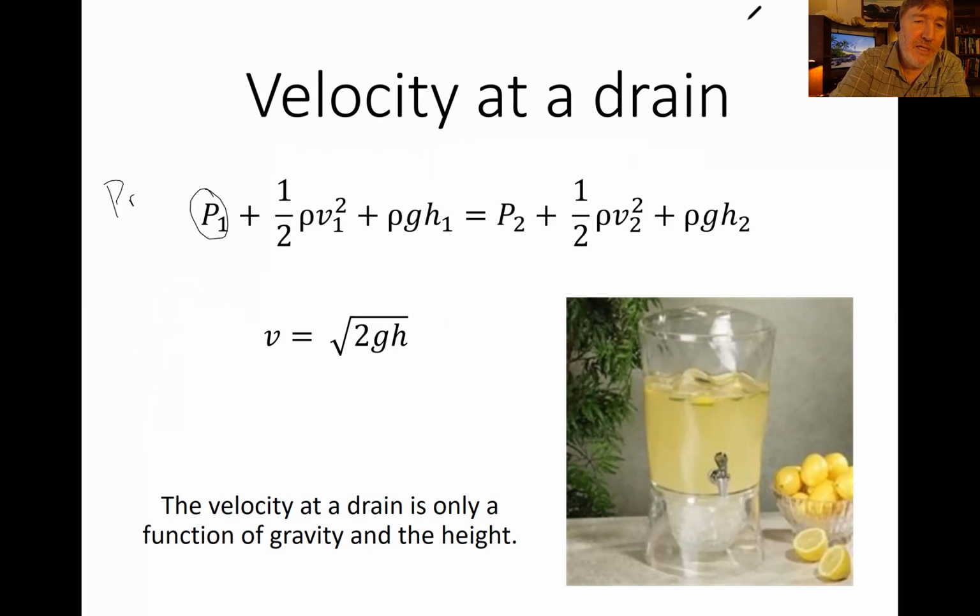Okay, the uppercase P here stands for the pressure. Now, at the top level here, this is open to the atmosphere.